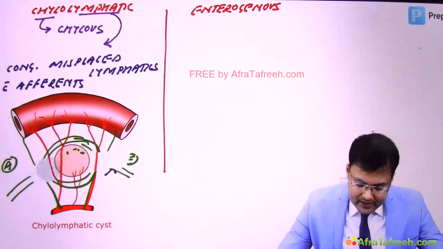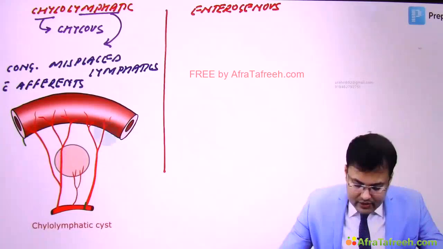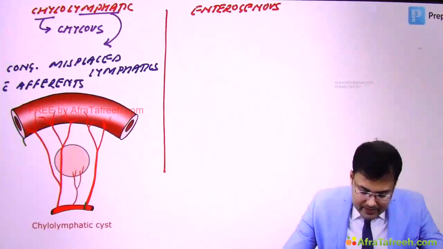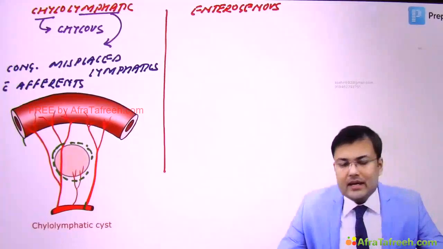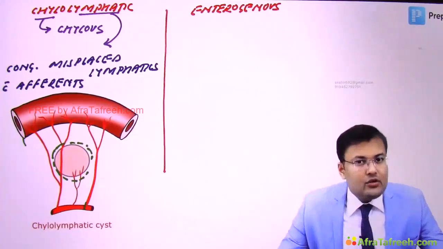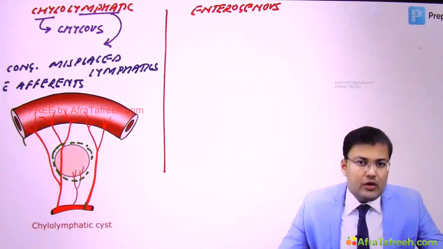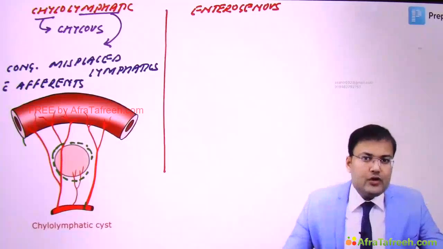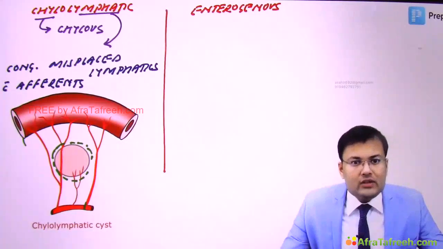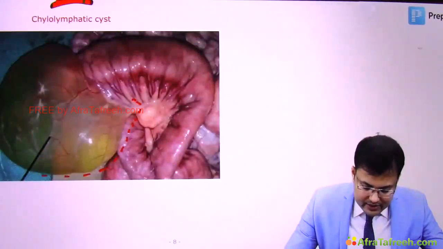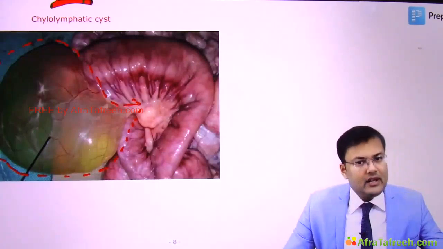If you see this diagram, this is chylolymphatic cyst. Here you can see that this cyst is having its independent vascular supply, and there is no shared wall. And if there is no shared wall, you can easily go for enucleation. Now see grossly how this cyst looks like. In relation to mesentery, this is the cyst, and you can see the chylous fluid collected inside.